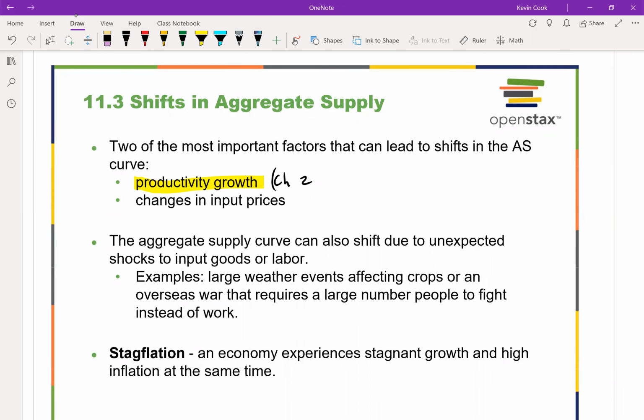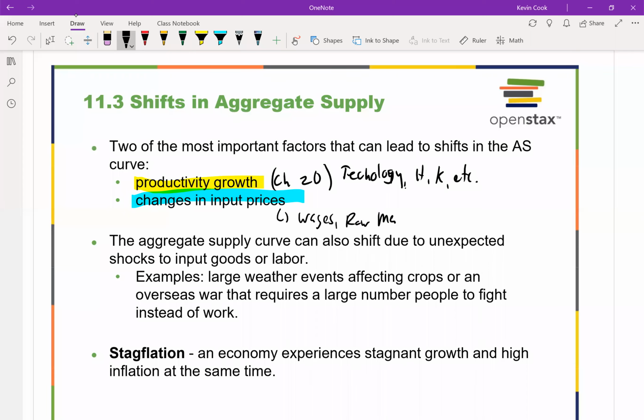Which means something up there that I said 24 should have been 19. But productivity growth, we look at chapter 20. And remember, this looked at things like technology, human capital, physical capital, things like that. And the second bit we have is our changes in our input prices. So what happens to things like wages, raw materials, and other stuff like that.